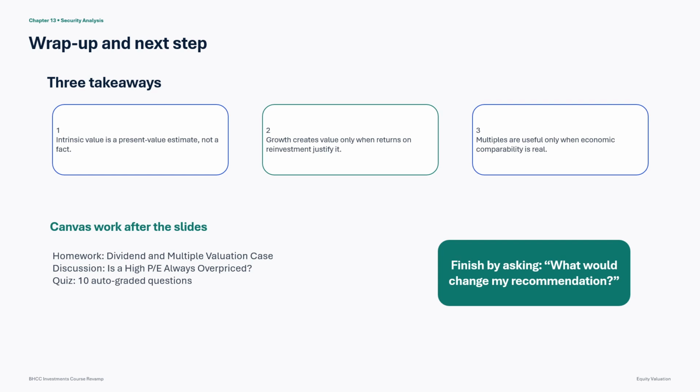Second, growth creates value only when the return on reinvestment justifies it. Higher sales, assets, or earnings do not automatically create shareholder wealth. The company must earn returns above the opportunity cost of capital and eventually convert growth into cash that can reach owners. Third, multiples are useful only when economic comparability is real.